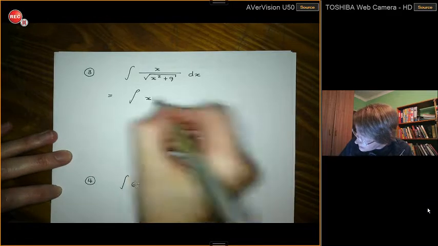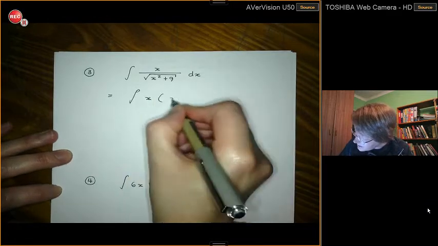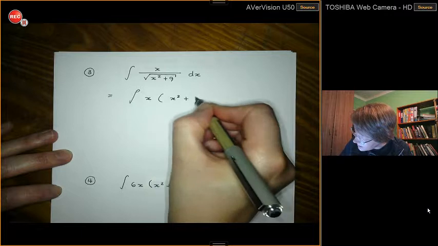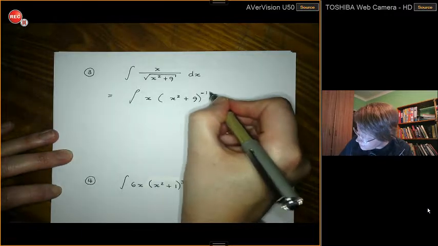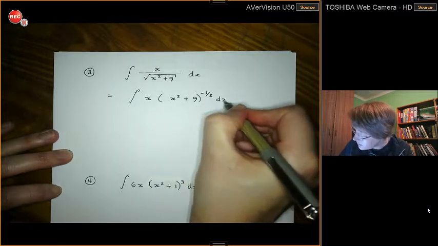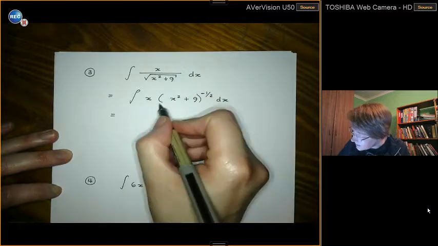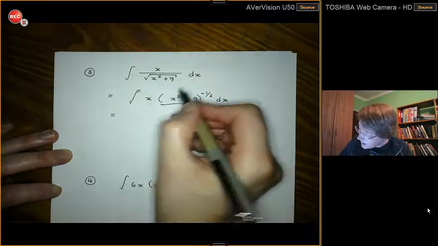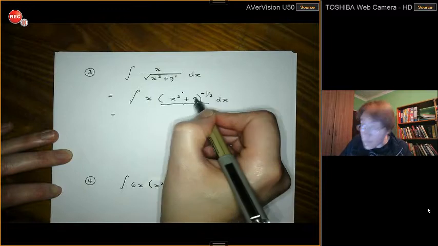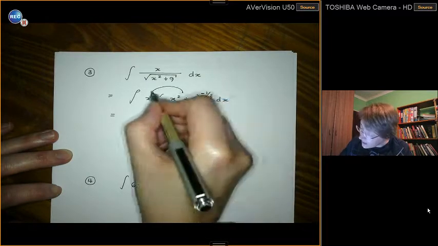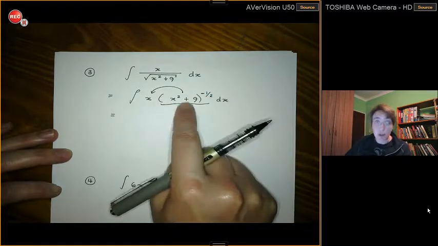The next example, number 3, we're again just going to go and prep it. So I'm going to put the x over there, and then I'm going to say x squared plus 9 to the power of negative a half. Careful with that negative a half. And then again, this over there is my compound function. I look at the inside, which is the x squared plus 9, and I say the derivative of that, x squared plus 9, is going to be 2x.